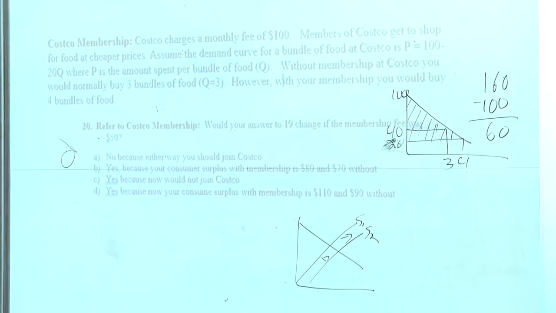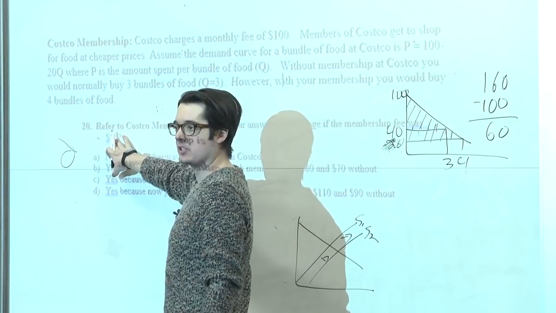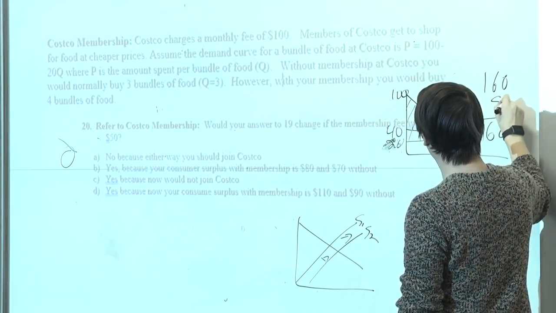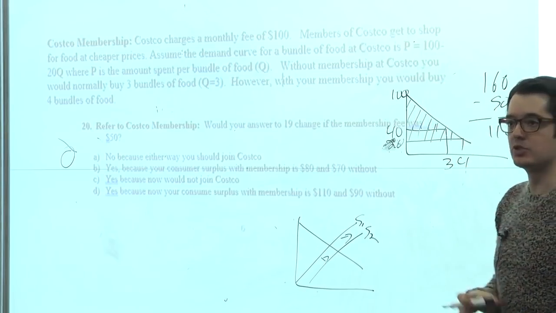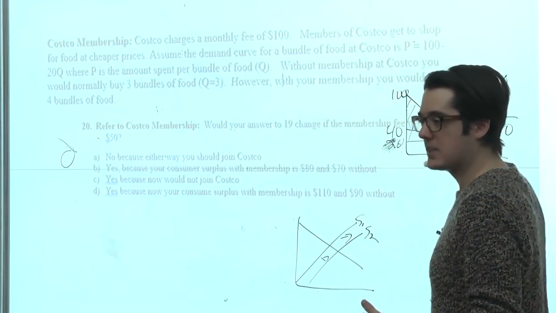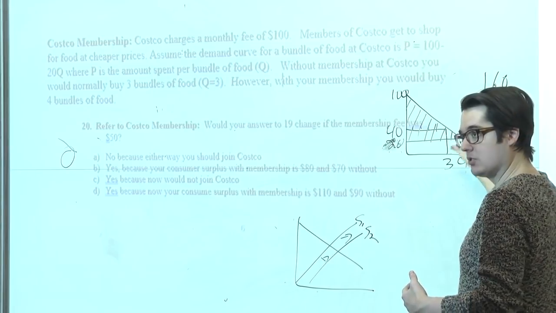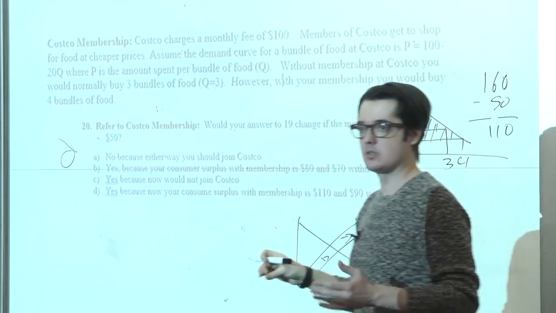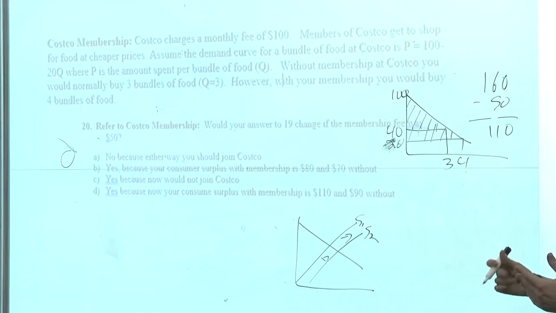So question 20 is just the same, the only difference is that the cost of that membership is now 50. So instead of subtracting 100 here, you're subtracting 50, which gives us a consumer surplus of 110. So if the price is only $50 to get that Costco membership, it's worth it, because our net consumer surplus is 110, whereas without the Costco membership, it's only 90. So our consumer surplus increases by $20 by getting the membership. Okay?